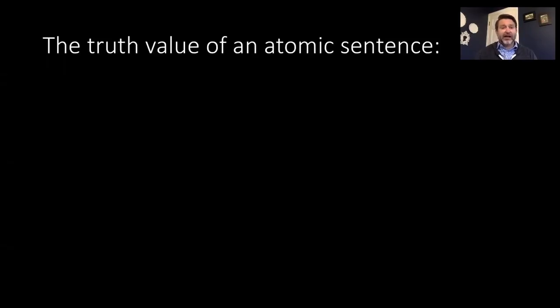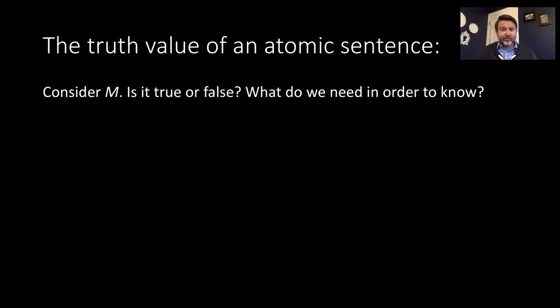Okay, so we have logical symbols and non-logical symbols. And so far, the non-logical symbols we've talked about are sentence letters. And sentence letters are going to stand for, oftentimes, atomic sentences. And now we can think about the atomic sentences. How do we know if an atomic sentence is true or false? So consider this atomic sentence, M. And now I ask you, is M true or false? Well, we can't tell, obviously. And so the question is, what do we need in order to know whether or not M is true?